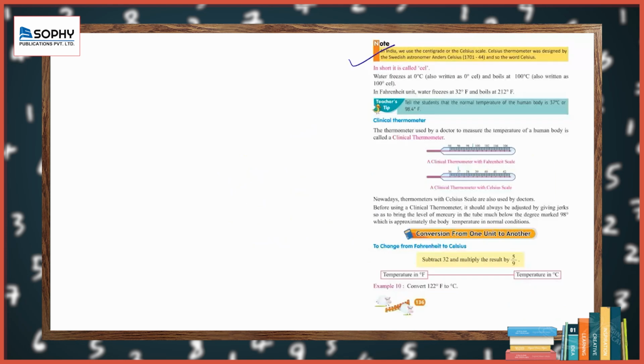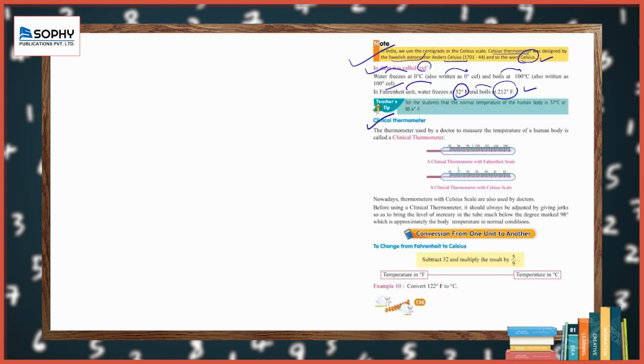Always remember, students, that in India we use the centigrade or the Celsius scale. The Celsius thermometer was designed by the Swedish astronomer Anders Celsius, so it is called Celsius. In short form, it is called CEL. Water freezes at 0 degrees Celsius, also written as 0 degrees Cel, and boils at 100 degrees Celsius, also written as 100 degrees Cel. Now, in Fahrenheit, water freezes at 32 degrees Fahrenheit and boils at 212 degrees Fahrenheit.